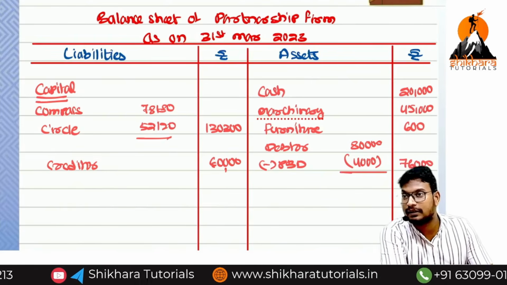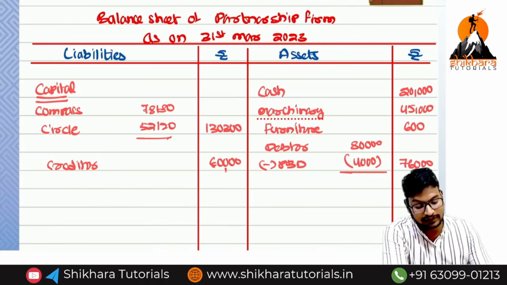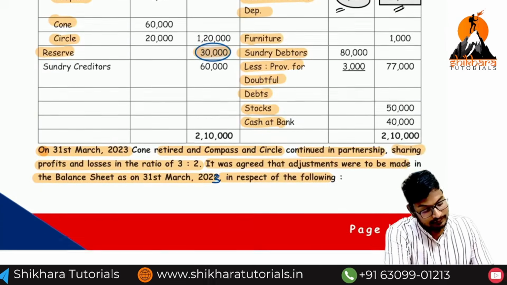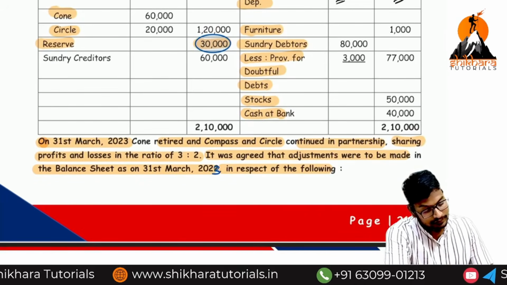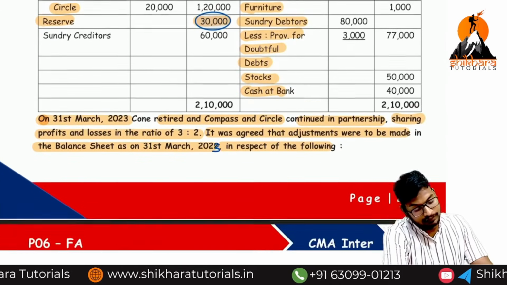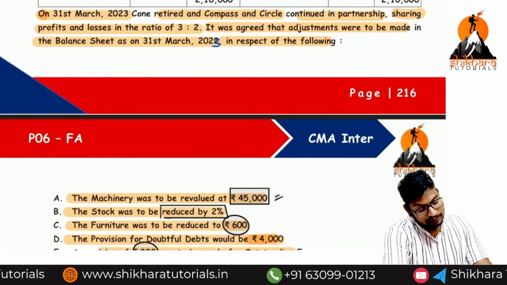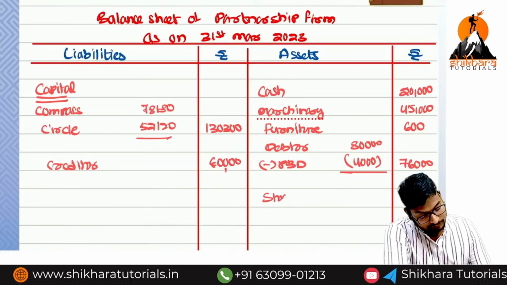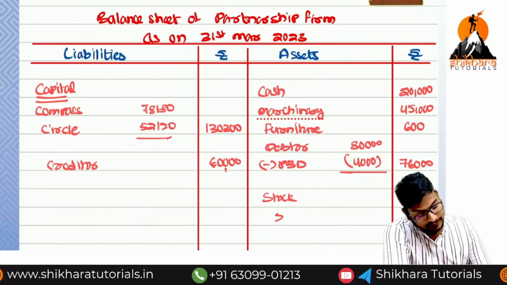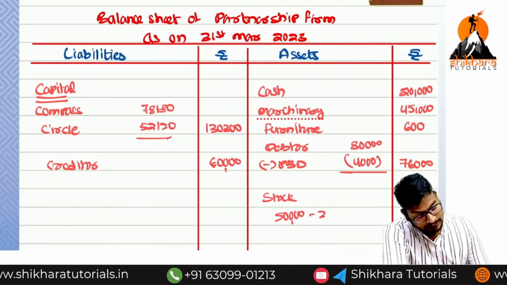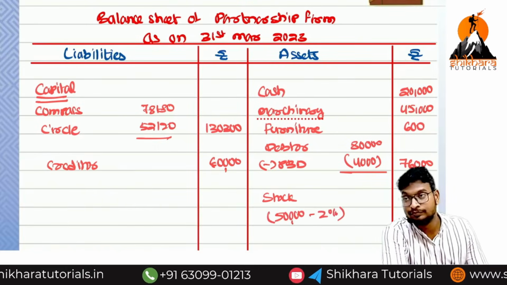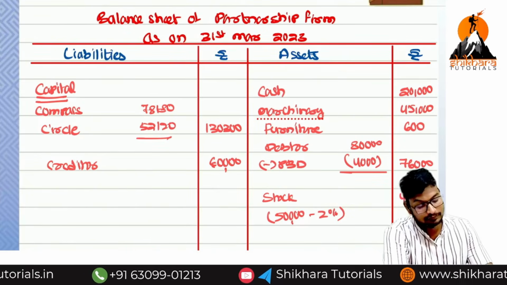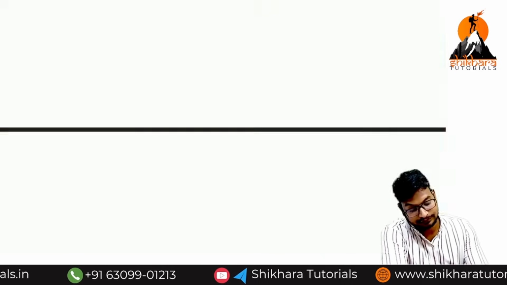We adjusted in the revaluation account. Okay, now one more extra 1,000. So what is the next one, Amma? Debtors completed. Next stock how much, Amma? 50,000 minus 2% we have reduced. 3,000 minus 2%. 49,000. What is the next one, Amma?